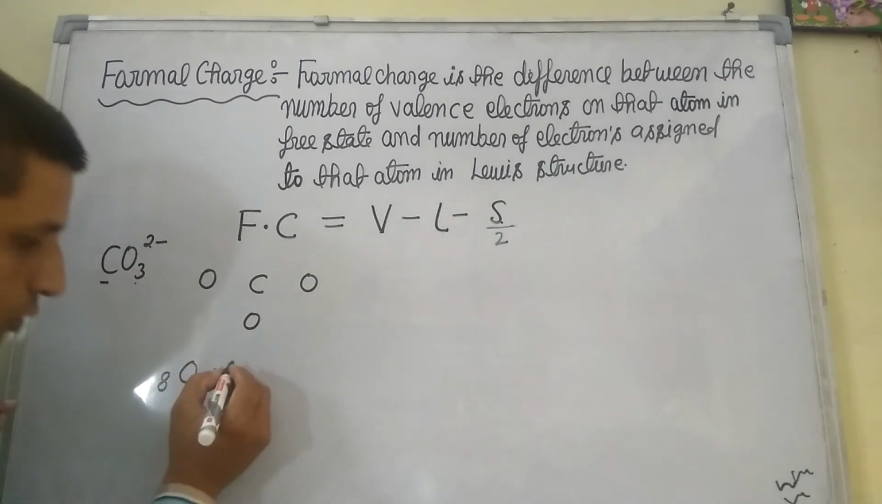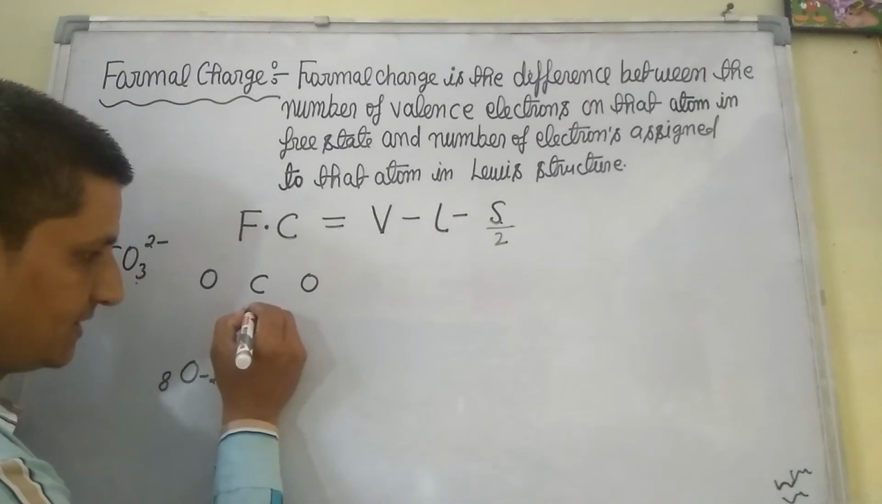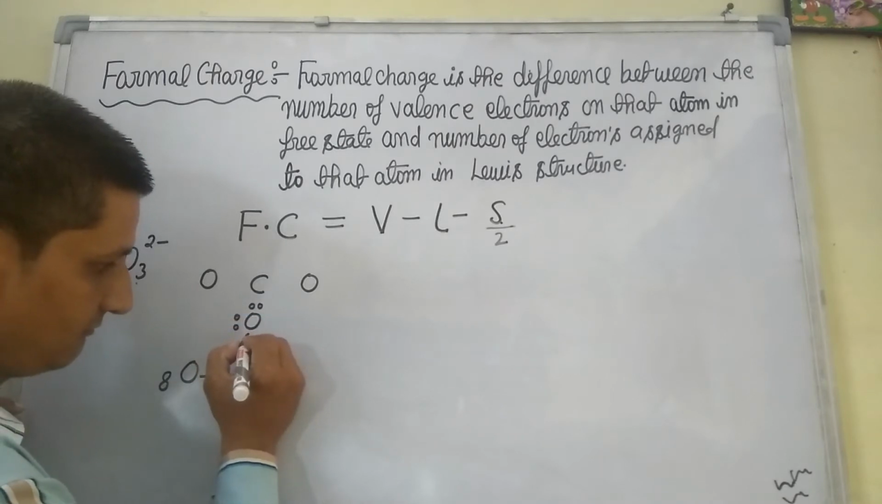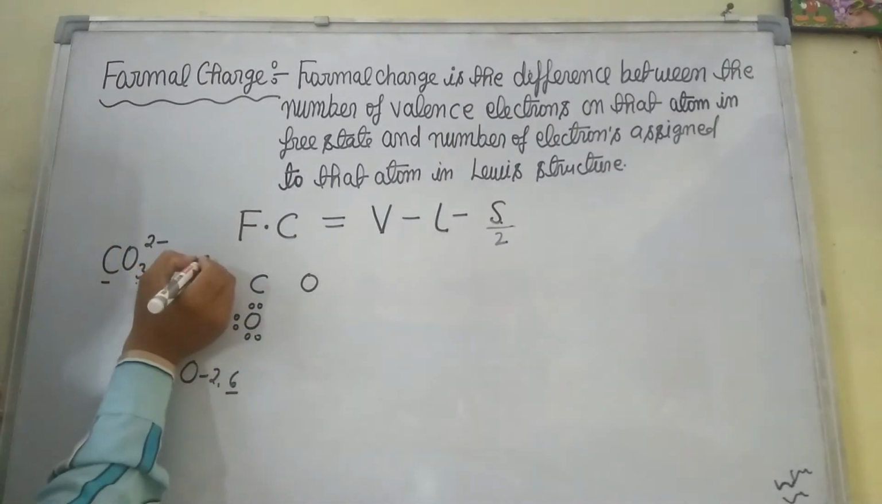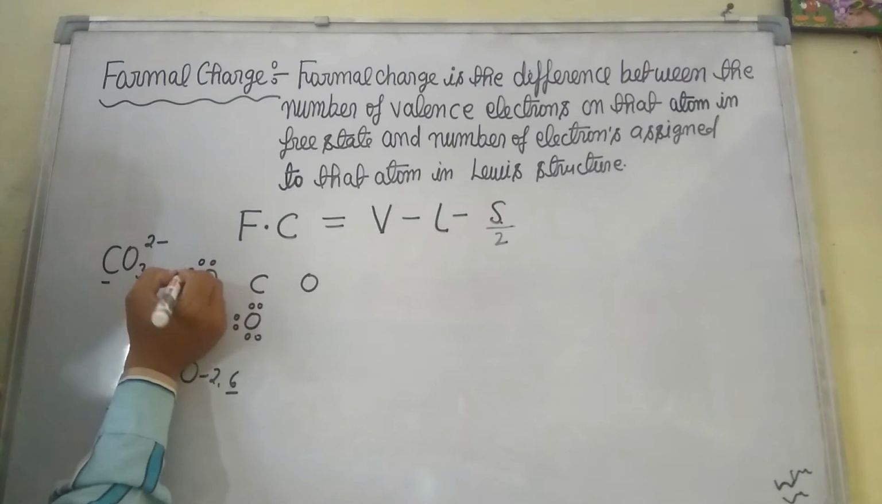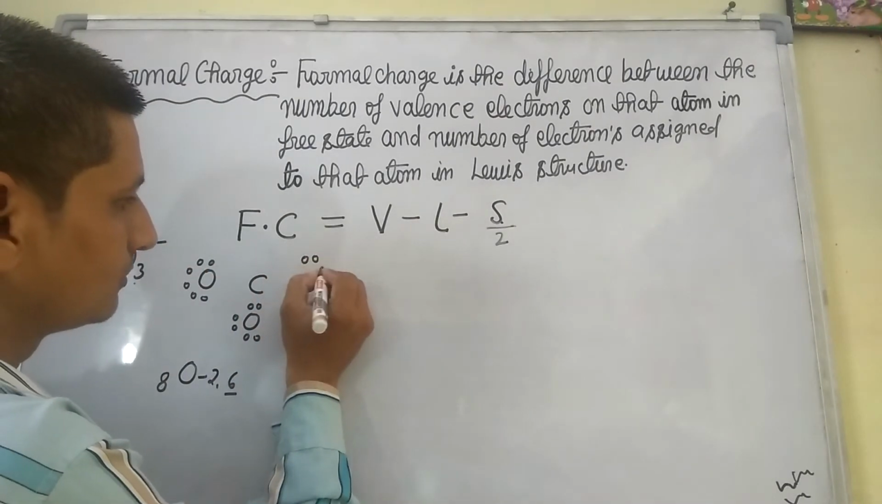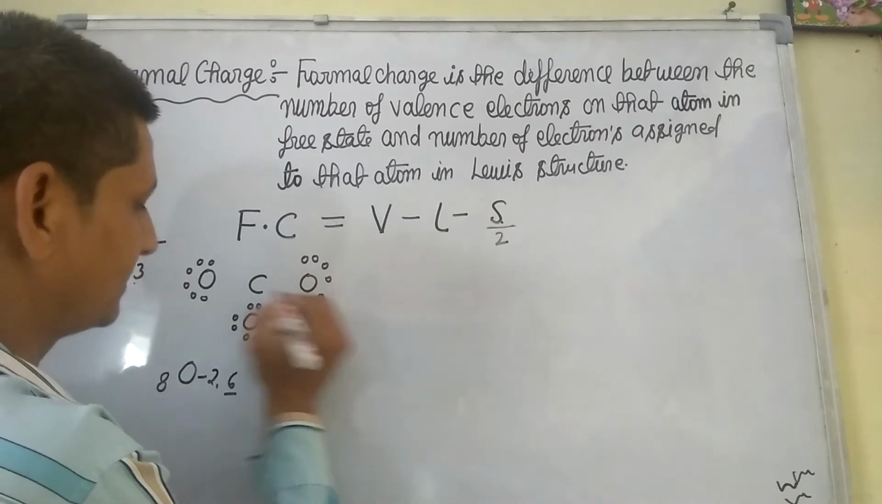So look here, we have to arrange these 6 electrons in this way: 1, 2, 3, 4, 5, 6. After this, 1, 2, 3, 4, 5, 6. And again 1, 2, 3, 4, 5, 6.